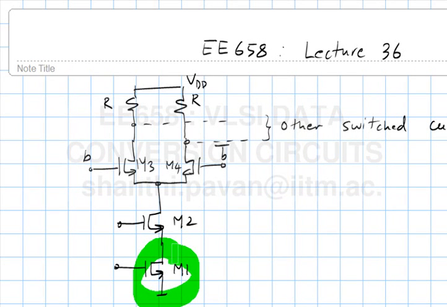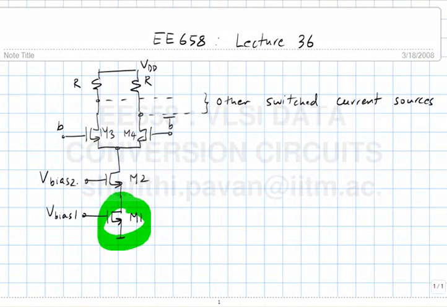Once you have frozen the architecture and the segmentation, the size of M1 is just determined by matching. M2 is the cascode device which you want to keep also in saturation. The functions of M2 are twofold, as we discussed. One is of course to enhance the DC output impedance of M1, so that the current doesn't change when the drain voltage of M2 changes.